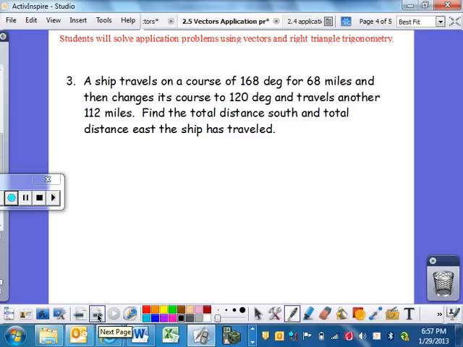But it says a ship travels on a course of 168 degrees for 68 miles. So I'm going to start, this is my starting spot. I'm going to build my crosshairs. 168 degrees course. So that's from due north. So this would be 90. 168 is not quite down. I'm going to go in this direction. Okay. How far did I travel? 68 miles is this distance. And I know that this angle all the way down is 168 degrees. And then what happens is once I get to the spot, I now am going to change direction.